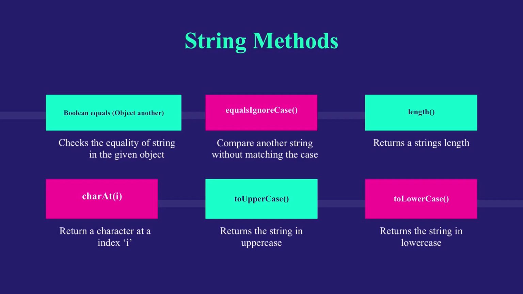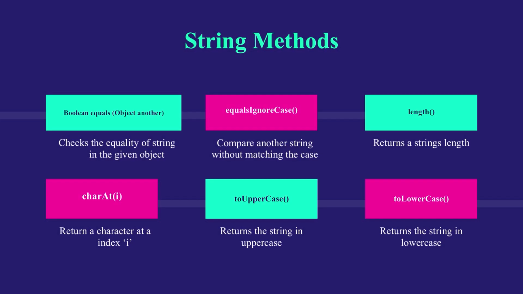The next method is the equalsIgnoreCase method. This method compares another string without matching the case. The next method is the length method, which returns the string length. The next method is charAt(index), which returns the character at index i, from 0 to n minus 1. The next method is the toUpperCase method, which returns the string in uppercase.